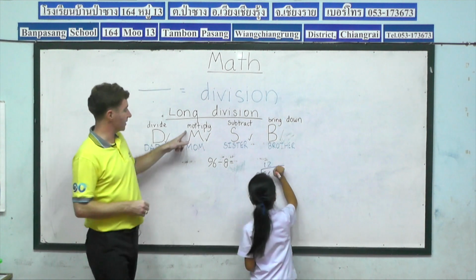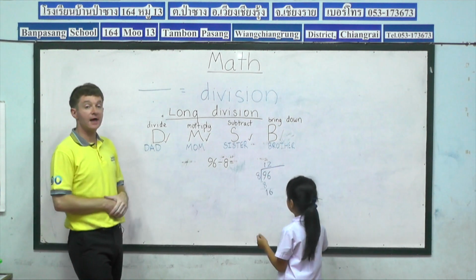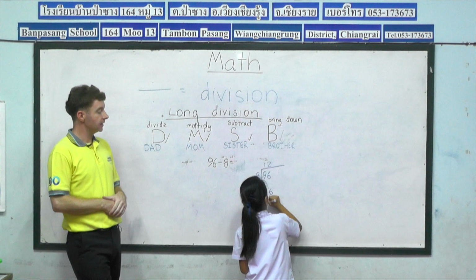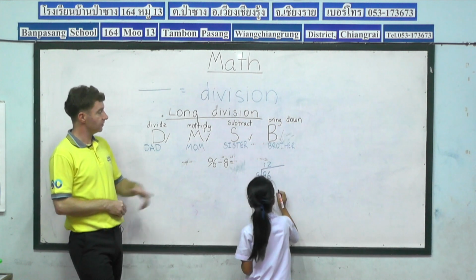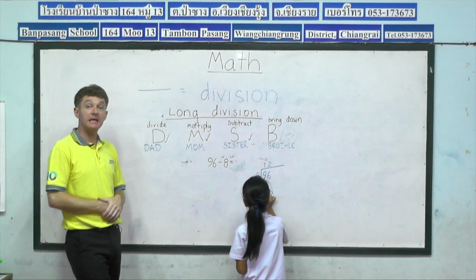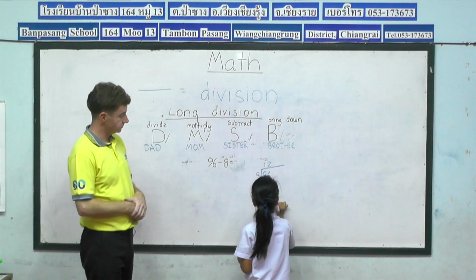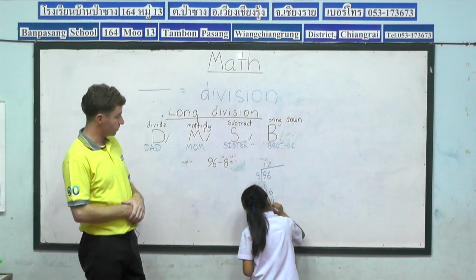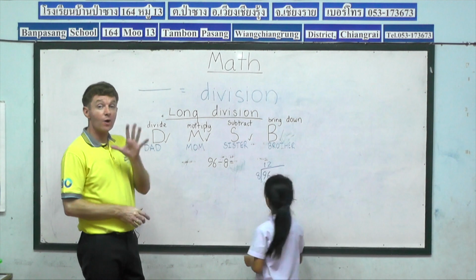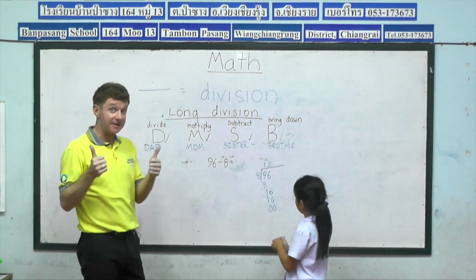And now we go back to multiply. 2 times 8 equals 16. Then subtract 16 from 16 equals 0. So now we're at zero, which is a very good sign.